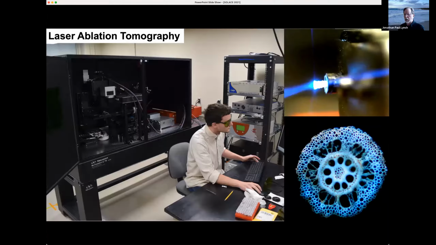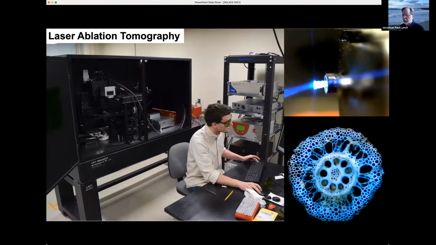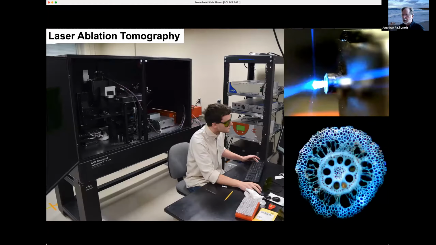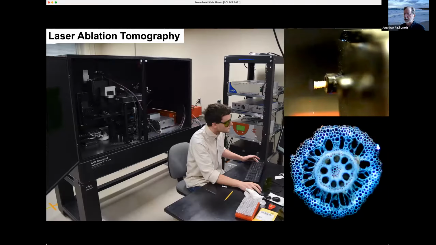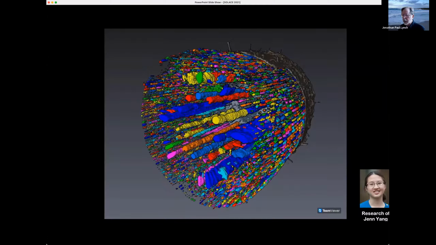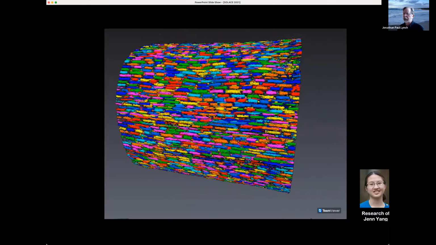You can see on the lower right a real-time image of a maize root excavated from the field being ablated with this laser. And then you're basically destroying the sample. However, you've captured an image of the sample in 3 dimensions. And so you get a lot of information and very quickly about the anatomical phenotype of your sample.